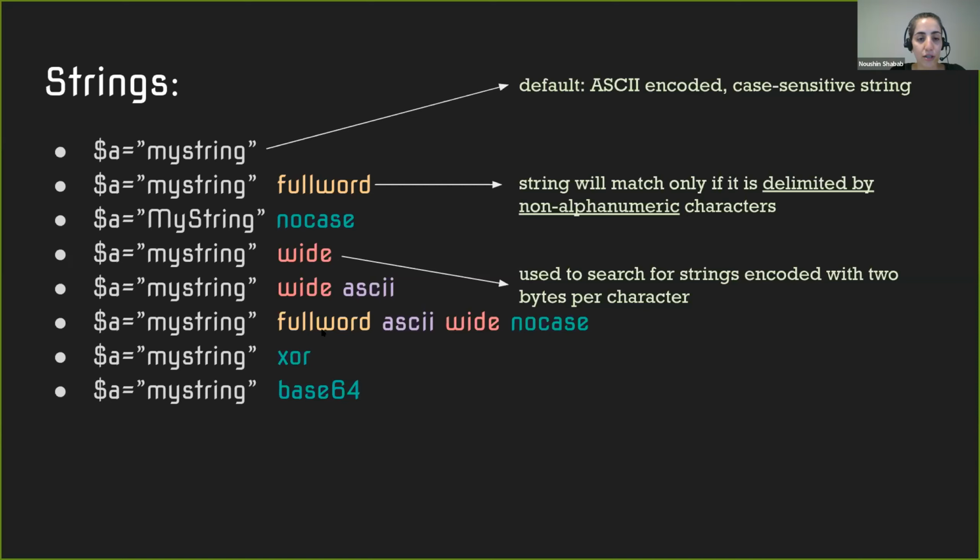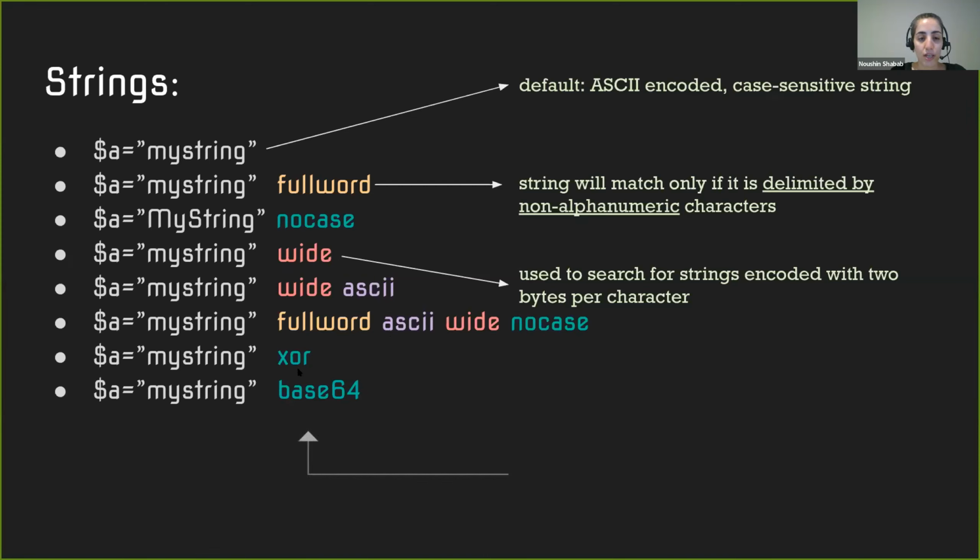Also, you can combine other identifiers with each other. You can add different things, like in the next example, you can have fullword, ASCII, wide, nocase. This means that it has to be a full word. It can be either ASCII or wide, and it should be case insensitive.